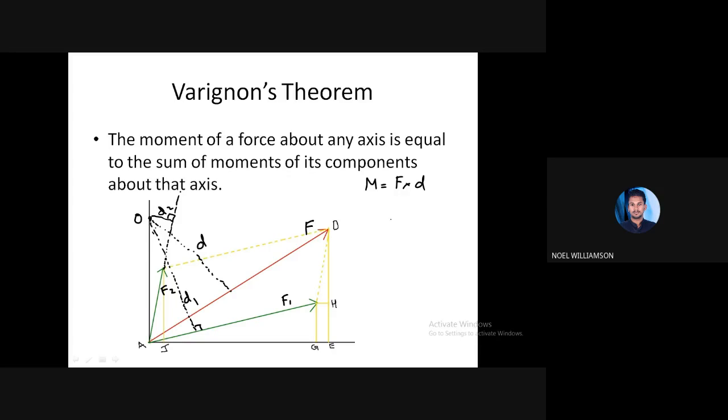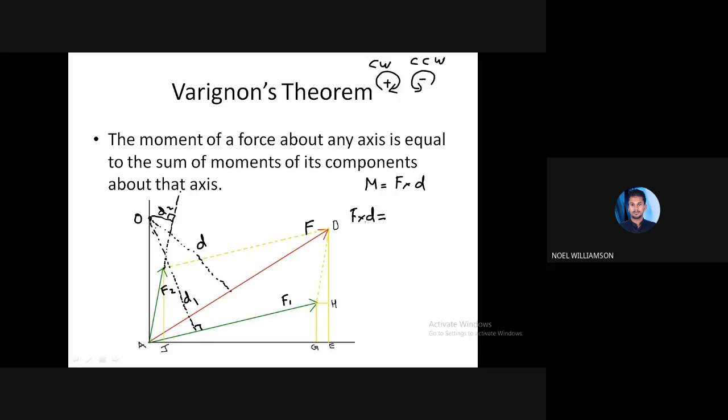So according to Varignon's theorem, the moment of the force, F into D, will be the same as the algebraic sum of the moments. Algebraic sum means we consider the sign, positive or negative, that is, whether it is clockwise or counterclockwise. In some texts it is in the reverse order, but here, if it is clockwise we take it as positive, and if it is counterclockwise we take it as negative.